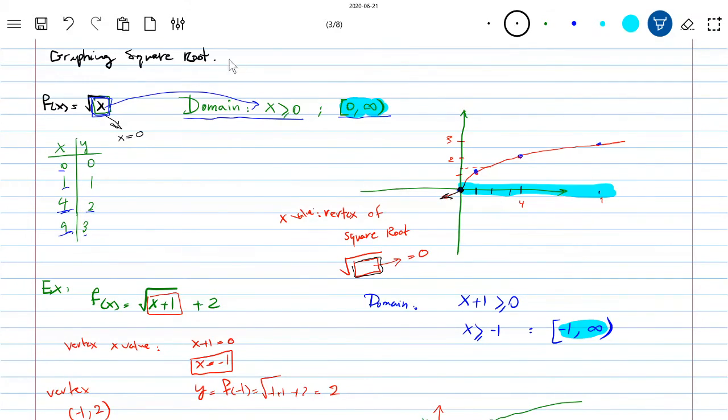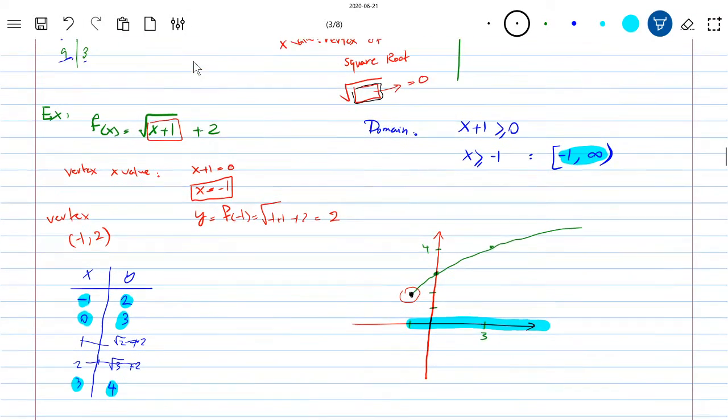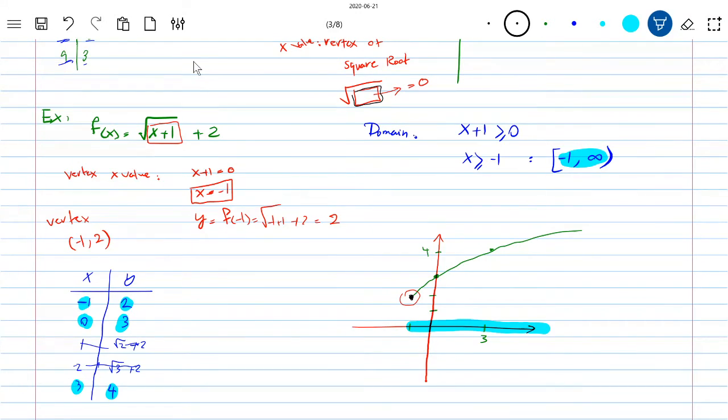In the next example, where is the vertex? It happens where this x plus 1 equals 0 inside the square root. And if you set x plus 1 equal to 0, you'll get x equals negative 1. This is the x-coordinate of the vertex, x equal to negative 1. How do I find the y value? Replace negative 1 into the function. f at negative 1 is negative 1 plus 1 plus 2. So the y value is 2. So I have the vertex point, negative 1 and 2.